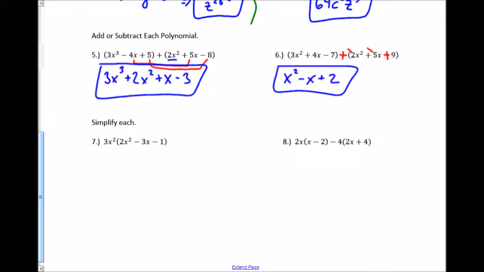Number 7, I just want to use my distributive property to simplify this. So I'm distributing this value. So I multiply, that's a 6. I add the exponents, x to the fourth, a minus 9x cubed, and a minus 3x squared.